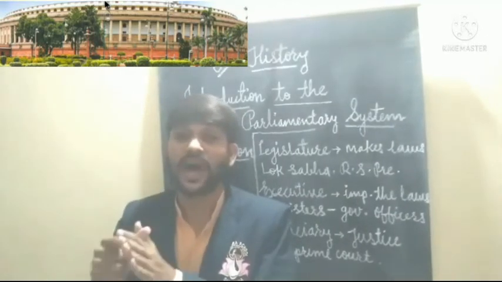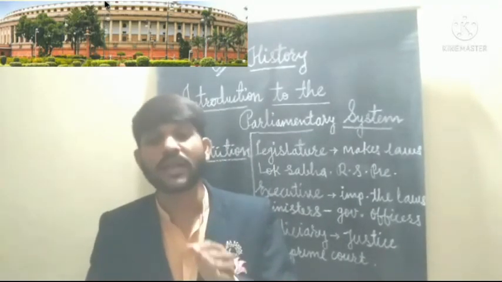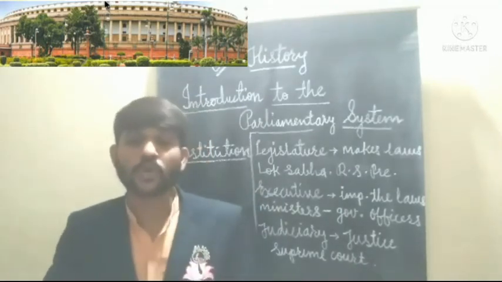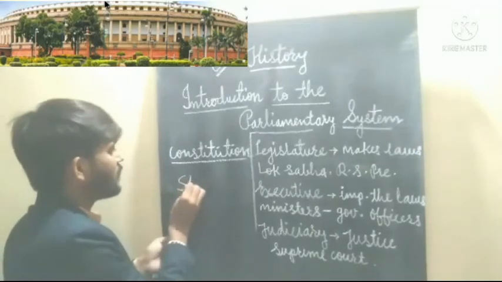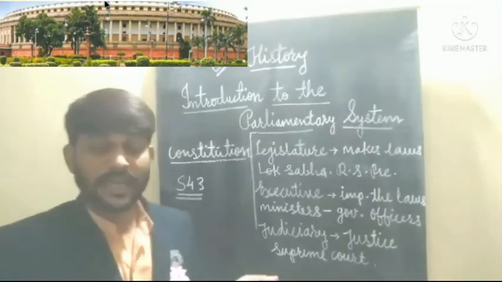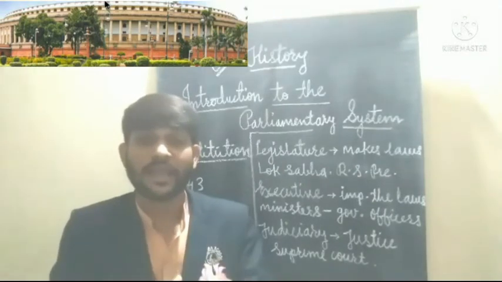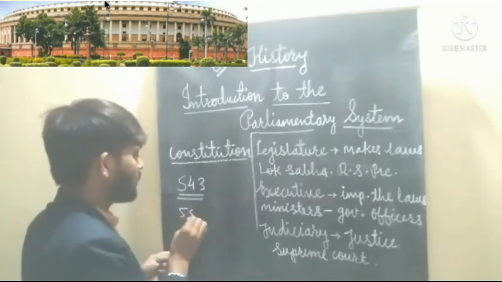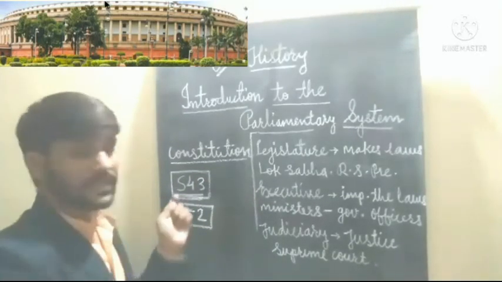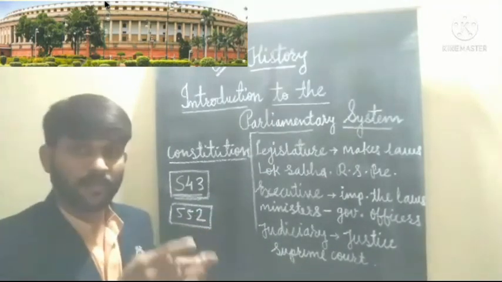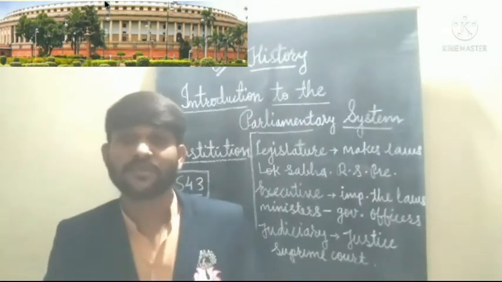The number of members in the house, that means in the Lok Sabha, is fixed. The total number is 543. The total strength can be 552, but till now the membership of the Lok Sabha is 543. It can be that the strength of members in the Lok Sabha is 552. So these numbers are fixed, right?